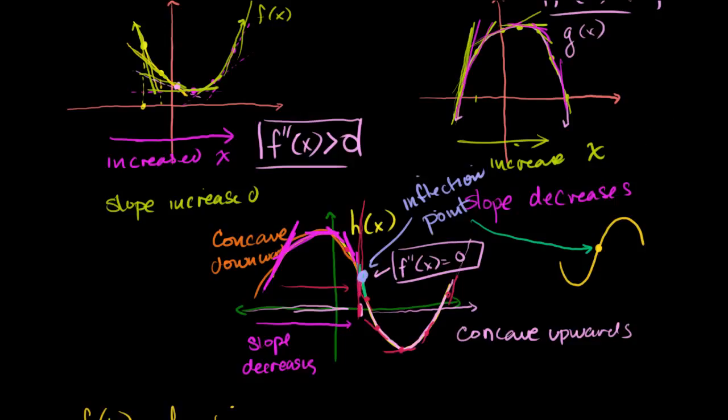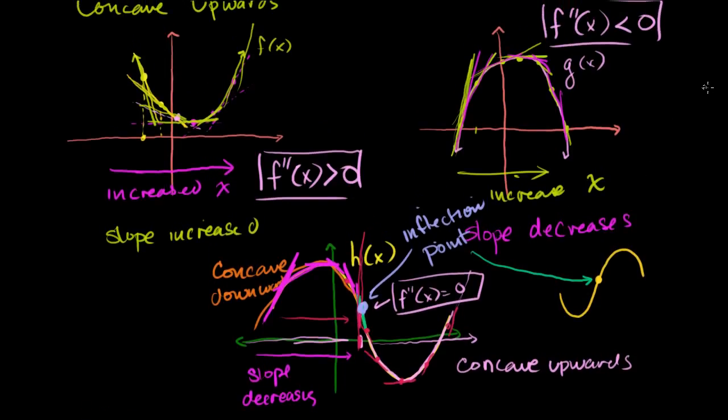But hopefully, you at least have an intuitive sense of what inflection points look like and what the second derivative is telling us. If the slope is constantly increasing, then the rate of change of slope is positive, then the second derivative is positive. If the slope is decreasing, then the rate of change of slope is negative, which tells us that the second derivative is negative. And the point in which you're switching from a positive second derivative to a negative one, or a negative one to a positive one, that is what is called an inflection point.